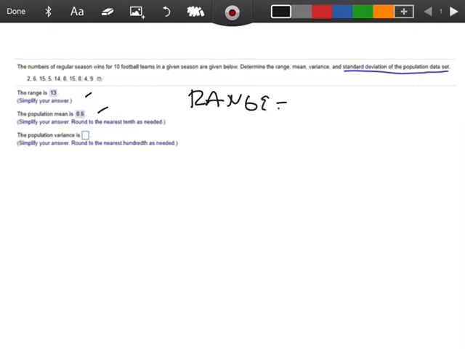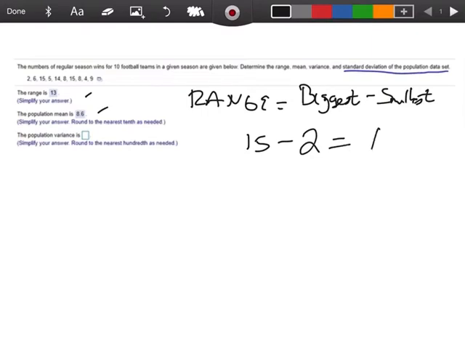So remember, if we're going to find the range, we're going to take the biggest number and subtract the smallest. It looks like the biggest number in our set is 15 and the smallest is 2. So my range is going to be 15 minus 2, which is 13. Now I'm going to go ahead and find the population mean.